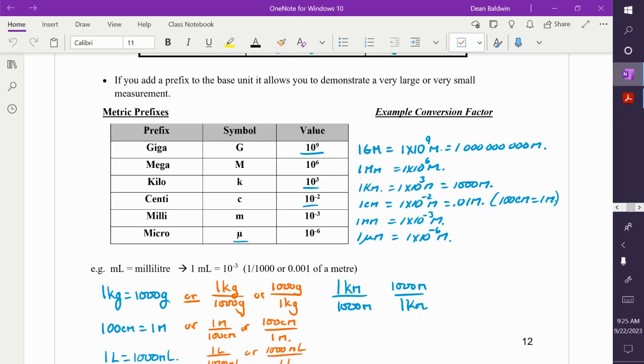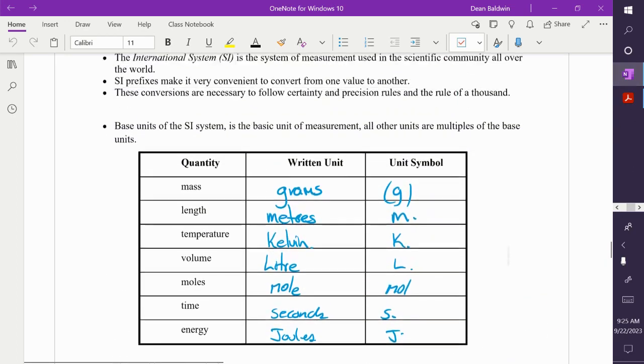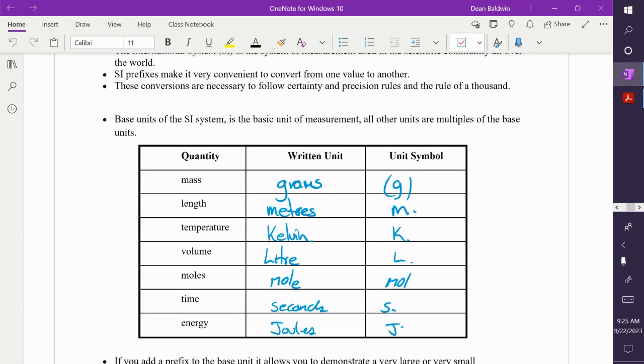So last day we looked at the prefixes. Well, let's go to the base units first. The base units that we're going to use for mass would be grams, G, length is meters, temperature is Kelvin. We'll deal with that later on. Volumes, liters. What we're going to deal with today is going to be mass, length, and volume, and a little bit of time. The moles, that's the whole next unit. So we'll talk about what that is later on. Energy, joules, that's mostly physics, but we look at it a little bit.